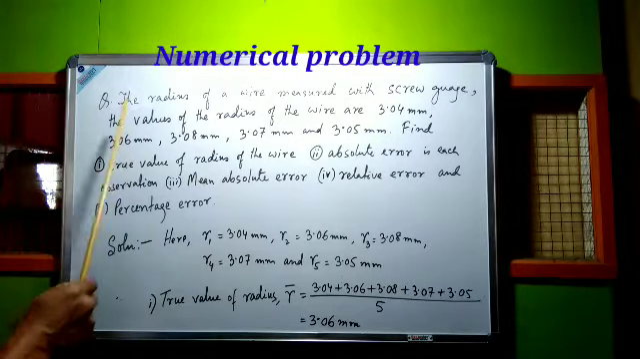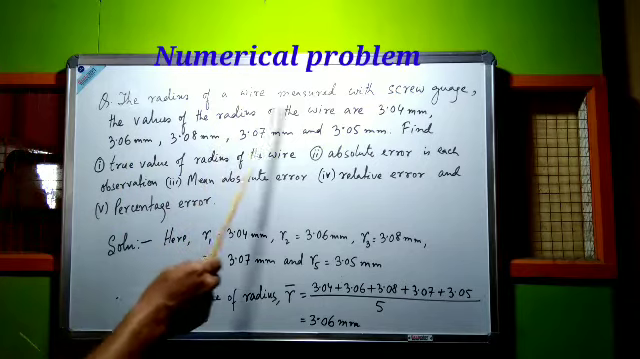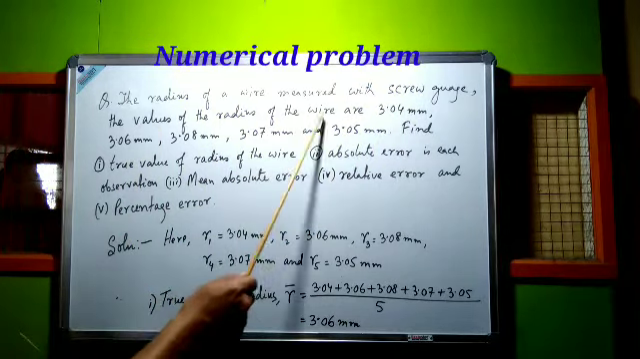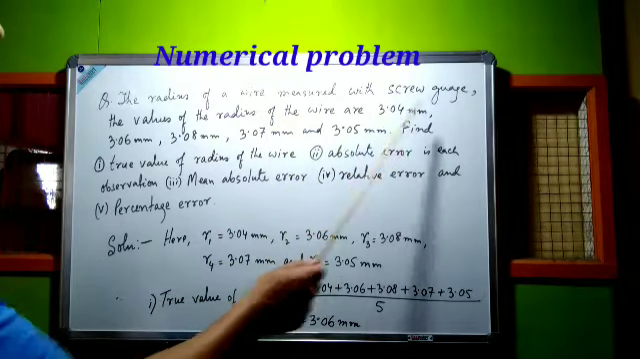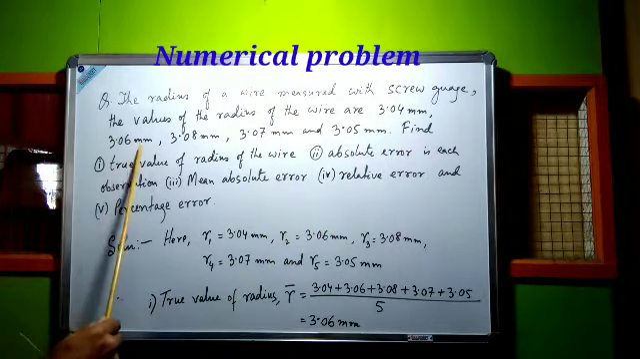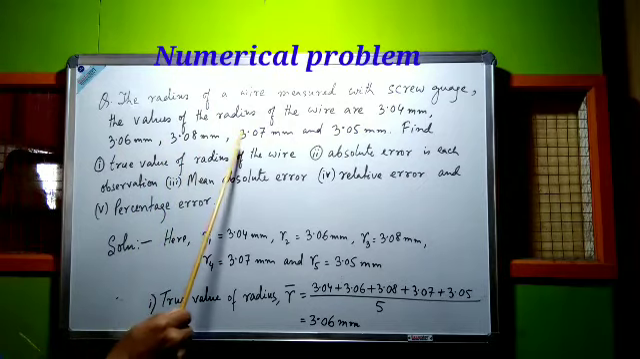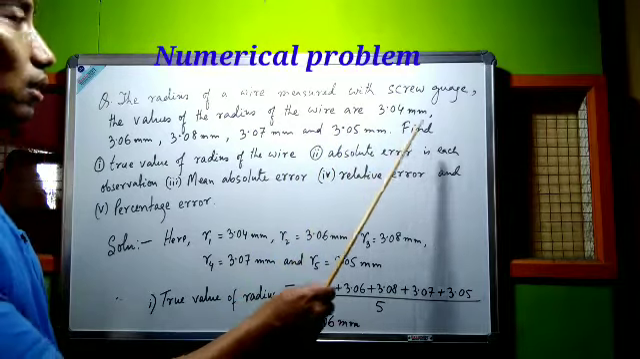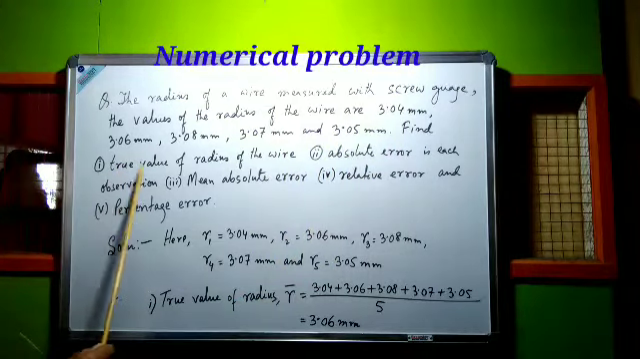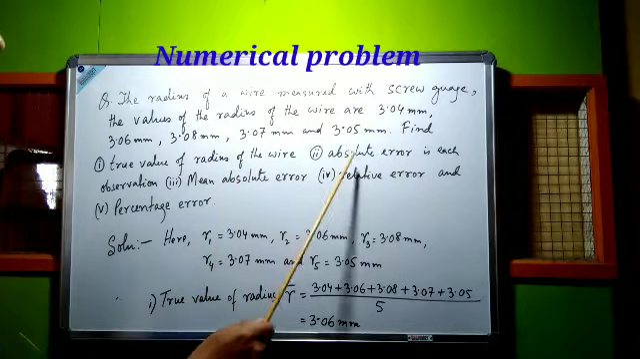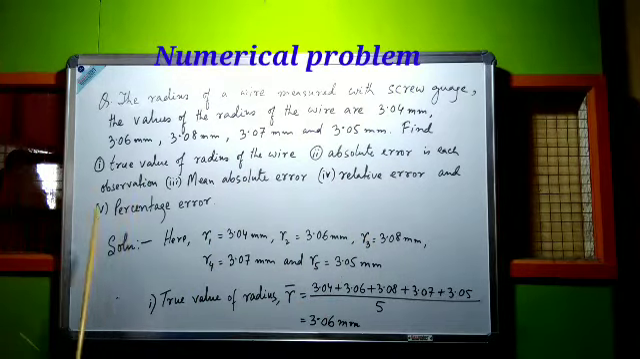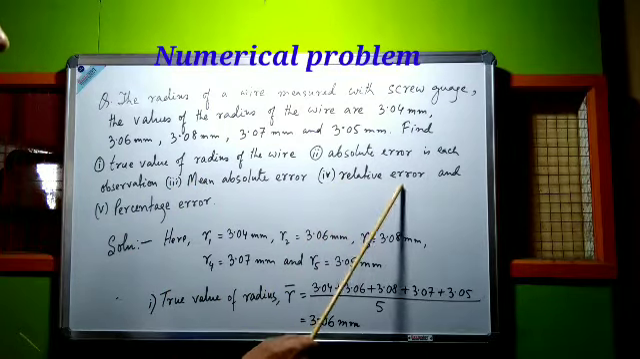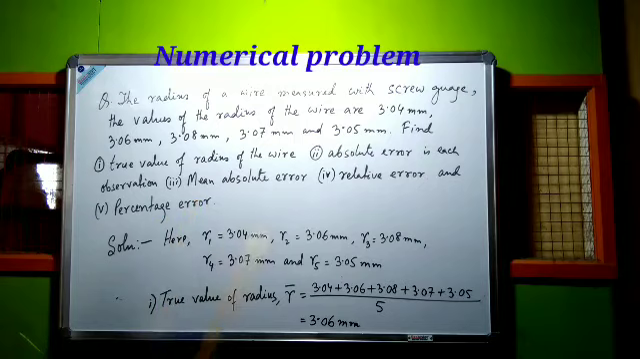So let's say the first question is: the radius of a wire is measured with a screw gauge, and the values of the radius of the wire are 3.04 millimeter, 3.06 millimeter, 3.08 millimeter, 3.07 millimeter and 3.05 millimeter. Find: Roman number 1, the true value of the radius of the wire. Roman number 2, the absolute error in each observation. Roman number 3, the mean absolute error. Roman number 4, the relative error. And Roman number 5, the percentage error.